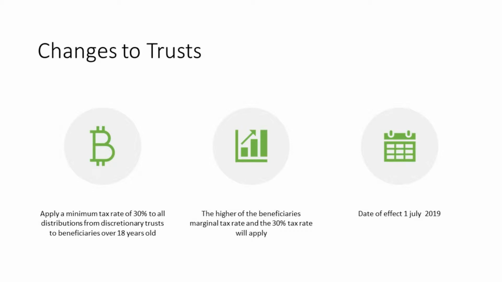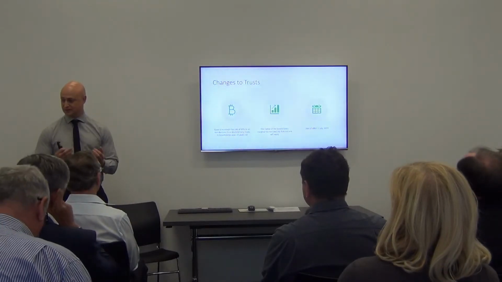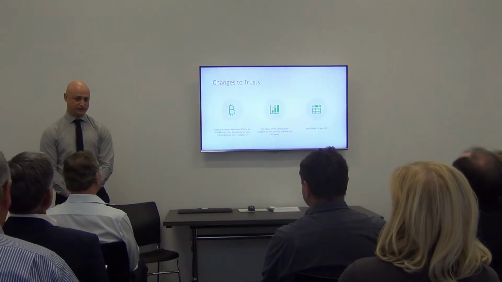The way that discretionary trusts work at the moment is that when you distribute to beneficiaries, the beneficiaries have access to the tax-free threshold. So you've got different ranges of tax from 0% up to 47%. And if you distribute to someone who's on $20,000 but no other income, that's all tax-free.